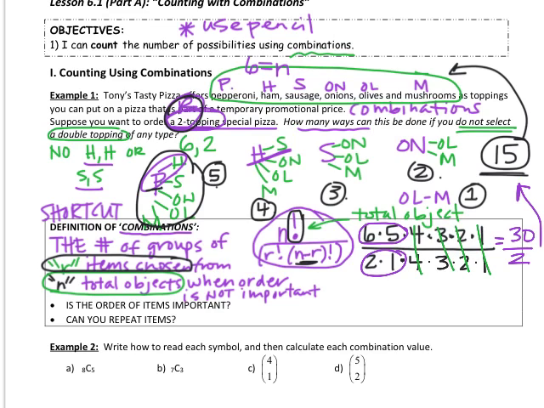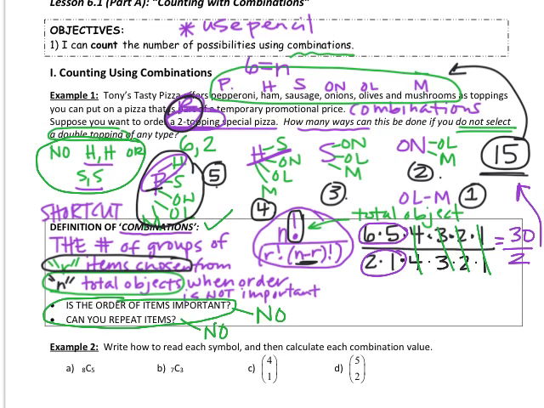One of the things that we have in this box right here asks us, is the order of the items important? Okay, so when we're doing combinations, order is not important. Can you repeat items? No, you cannot repeat items. Just like we were talking about, there cannot be double ham or double sausage on your pizza, so you can't have 2 of the same thing in the group.